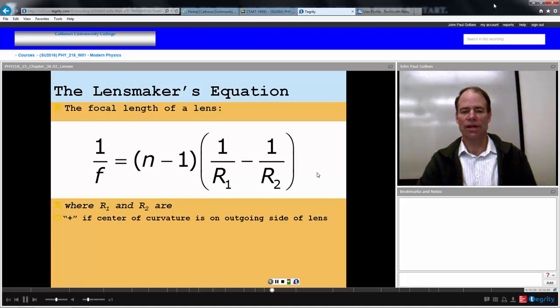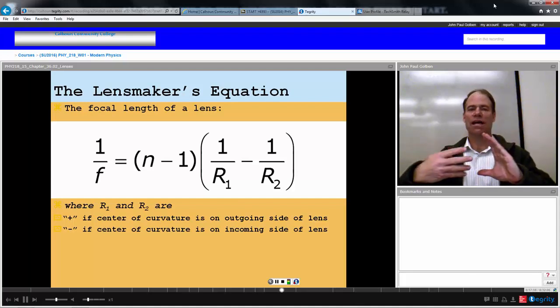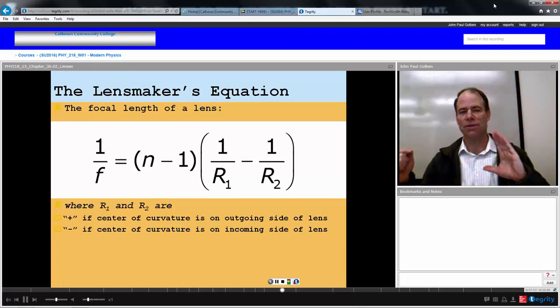So radius 1 and radius 2 are positive if the center of curvature is on the outgoing side of the lens. So you're going to have to imagine light coming from one way or the other. But once you determine which side the light is coming from, encountering the lens, then you define your radius of curvature based on that. If the center of curvature is on the outgoing side of the light, then it is a positive center of curvature and a positive radius. Negative if the center of curvature is on the incoming side of the light. So if the light were coming into a concave side, then you would treat that radius as being negative.